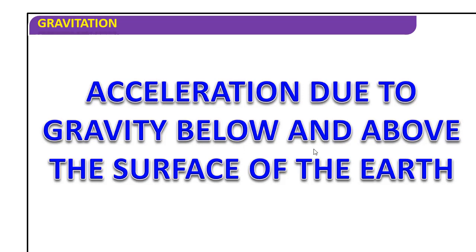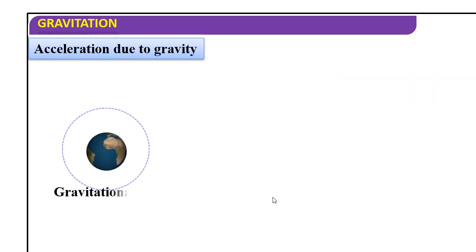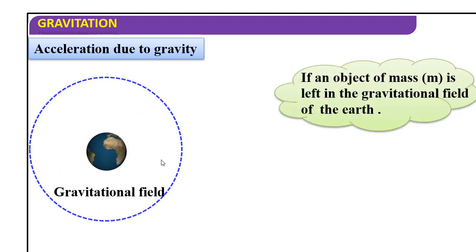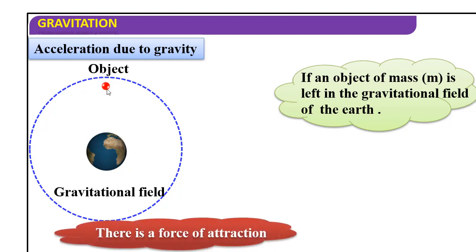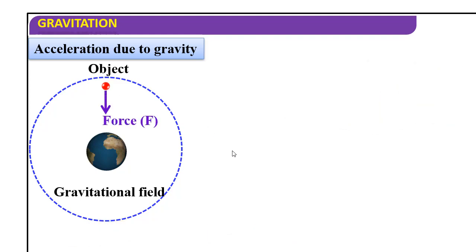Acceleration due to gravity below and above the surface of the earth. So acceleration due to gravity, gravitational field. An object of mass m is left in the gravitation of the earth. See here the object. There is a force of attraction between these two. That is equal to mg actually.